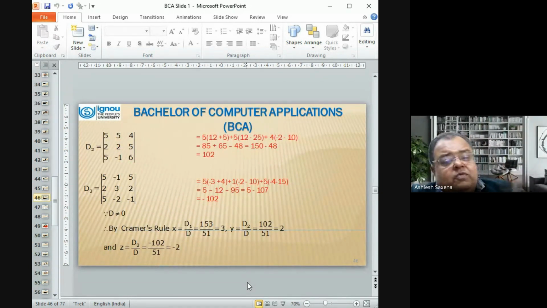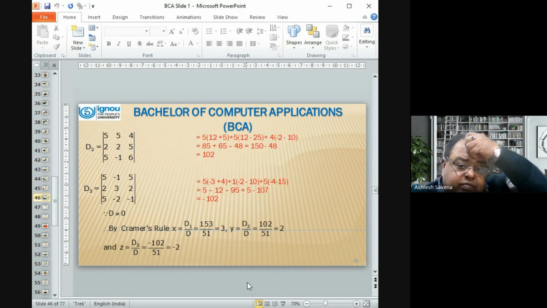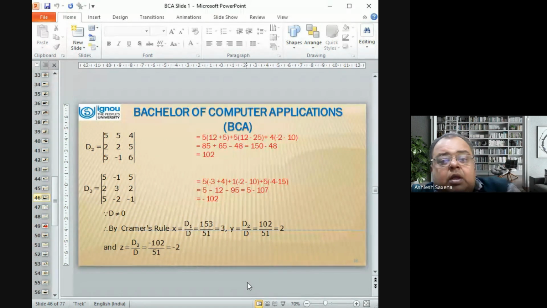In D2, what will I be doing? I will be changing the coefficients of y with the constants. You can see I've changed it to 5, 2, minus 1. Open it up: 5 into 12 plus 5, minus 5 into 12 minus 25, plus 4 into minus 2 minus 10. After solving, you will get 150 minus 48, that comes out to be 102.